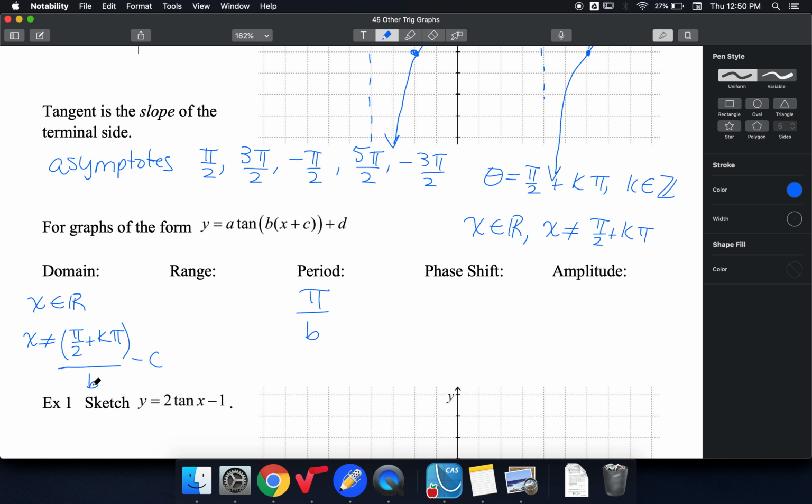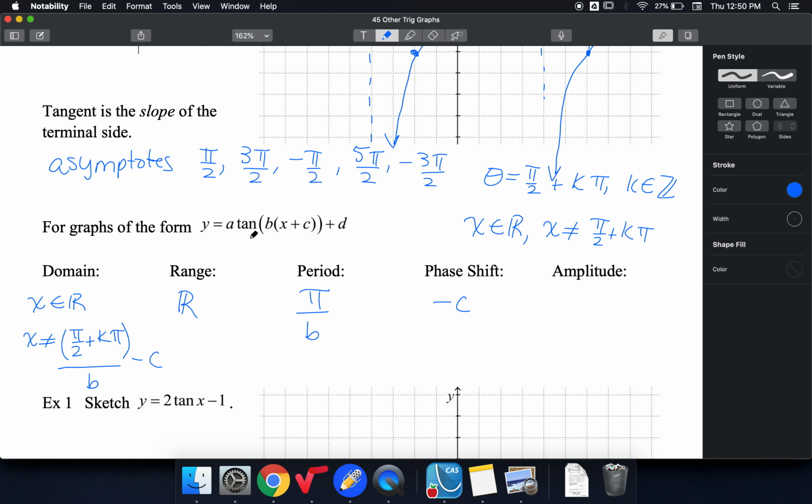This is a lot to think about. We'll come back to this later. Right now, our basic domain is this one. Range, well, that's always going to be all reals. The phase shift is going to be my c value. So we're going to move things left and right by c.